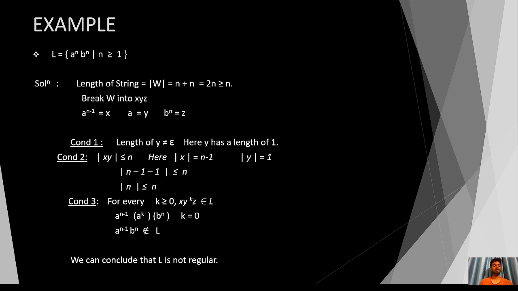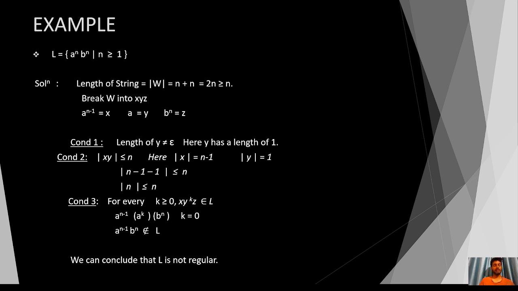So the first condition is that the length of y should not be null. Here y has a length of 1. As we know, y's value here is a, and the length of a is once, because a is printed here once. So the length is 1 here, which is not equal to 0. That means the condition is true. And the combined length of x and y should be less than or equal to n. Here, the length of x is n minus 1 and the length of y is 1. So the simple math says n minus 1 plus 1 is less than or equal to n for sure. Yep.